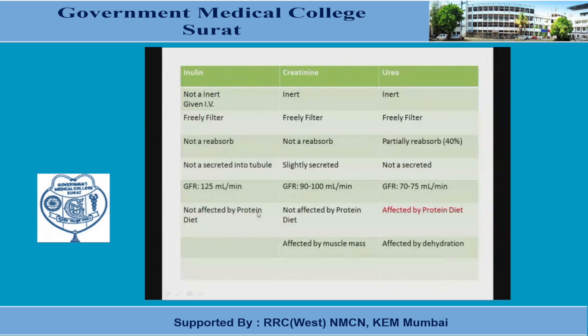Inulin is not affected by the protein diet. Creatinine is also not affected by the protein diet, but urea, remember, is affected by the protein diet because it is a product of protein catabolism. Creatinine is affected by muscle mass because it is synthesized in the muscle from creatine phosphate. Urea is mainly reabsorbed in a dehydrated condition, so it is affected by dehydration. So that is some advantage and disadvantage of using the various clearance tests. The most commonly used is the creatinine clearance.